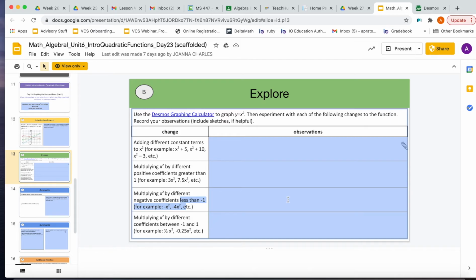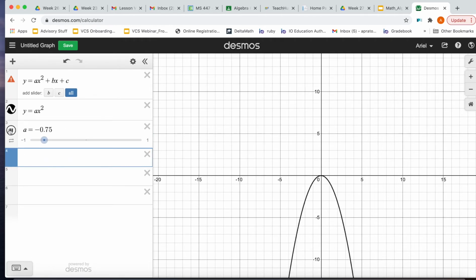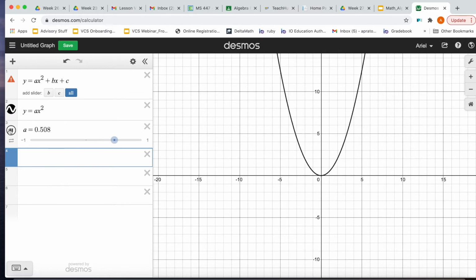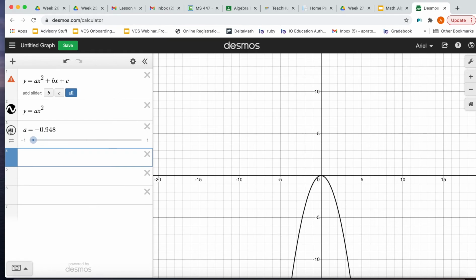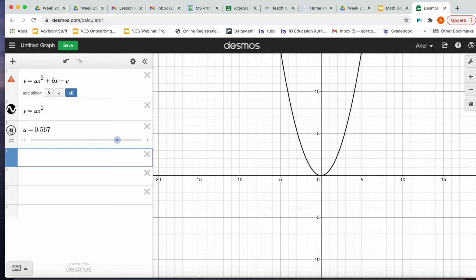And the last question says, what happens to the graph when I multiply x squared by different coefficients between -1 and 1? So let's change this. I'm still worried about this coefficient. I'm going to do -1 to 1. And I'm going to press play. So notice first the difference between when I'm in the negatives to when I get to the positives. And I want you to also notice what happens to the graph.